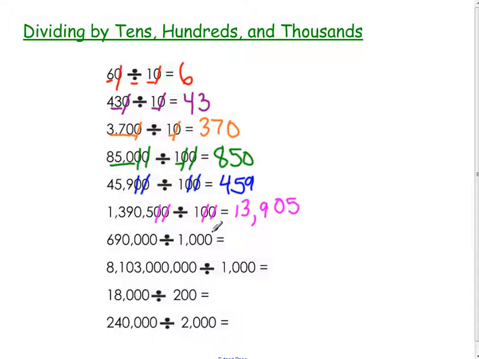Now we have 3 zeros in the divisor, so we're going to cross off 3 zeros. And since we cross off 3 zeros in the divisor, we need to cross off 3 zeros in the dividend. What's left over is 690 divided by 1, which is 690.